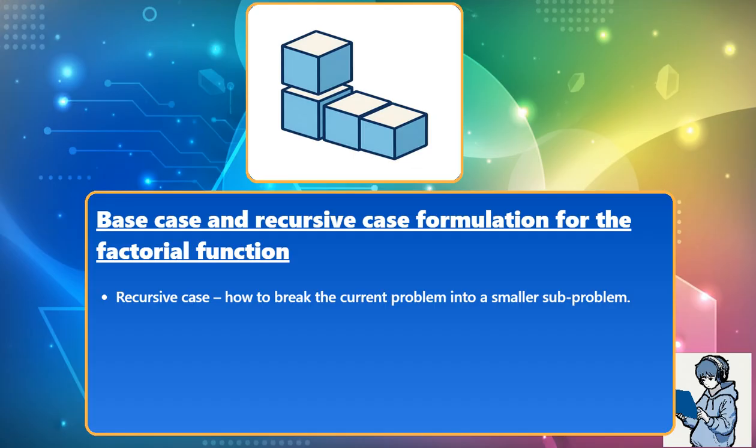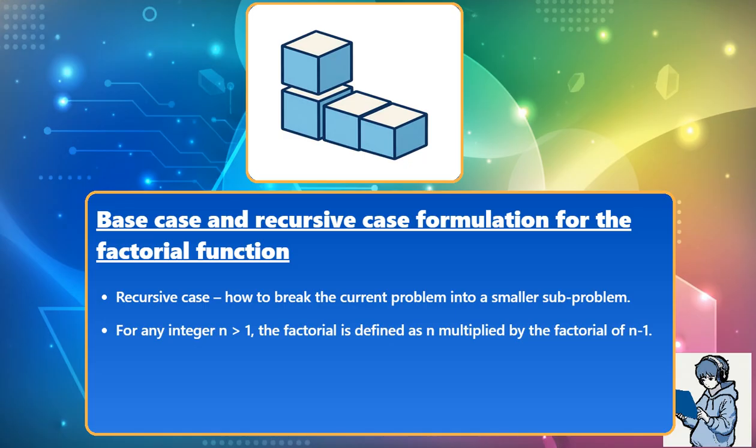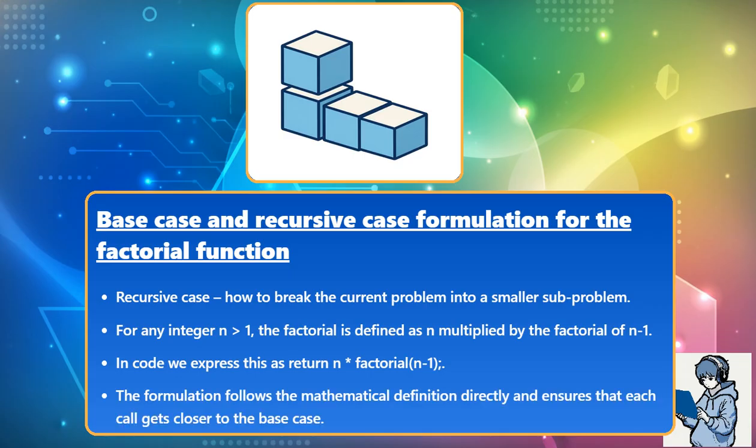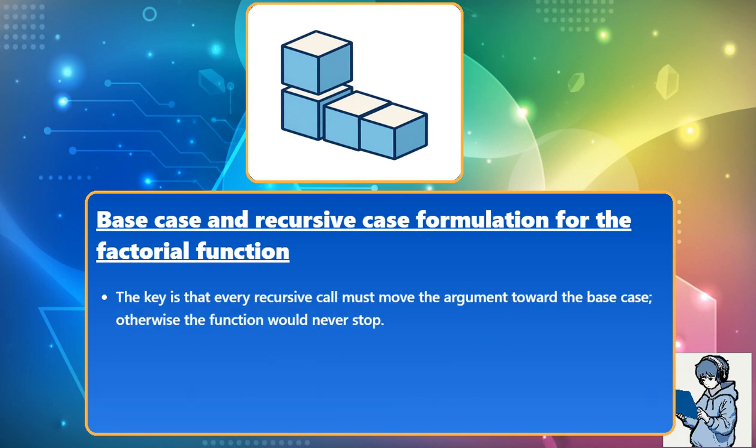Recursive case: how to break the current problem into a smaller subproblem. For any integer n greater than 1, the factorial is defined as n multiplied by the factorial of n minus 1. In code, we express this as return n times factorial of n minus 1. The formulation follows the mathematical definition directly and ensures that each call gets closer to the base case. The key is that every recursive call must move the argument toward the base case, otherwise the function would never stop.